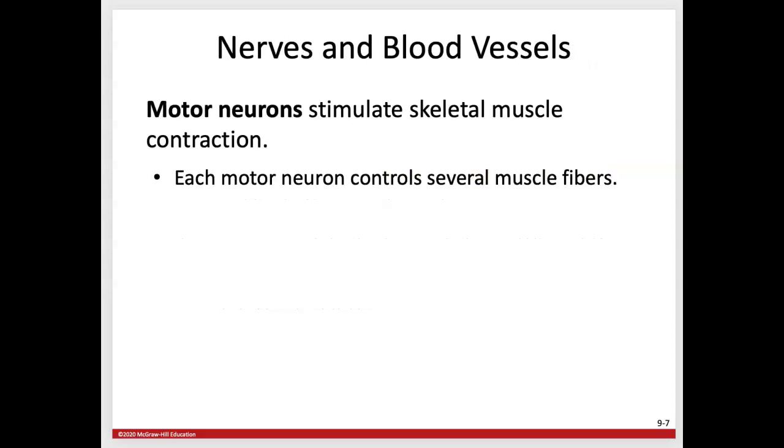All right, motor neurons are what stimulates skeletal muscle to contract. So skeletal muscle isn't going to contract on its own. It has to have some sort of message or stimulus. And that comes from the motor neurons that we're going to learn about in a couple of minutes, because we're going to talk about the neuromuscular junction. So each motor neuron controls more than one muscle cell or muscle fiber. Remember, muscle fiber is a muscle cell.